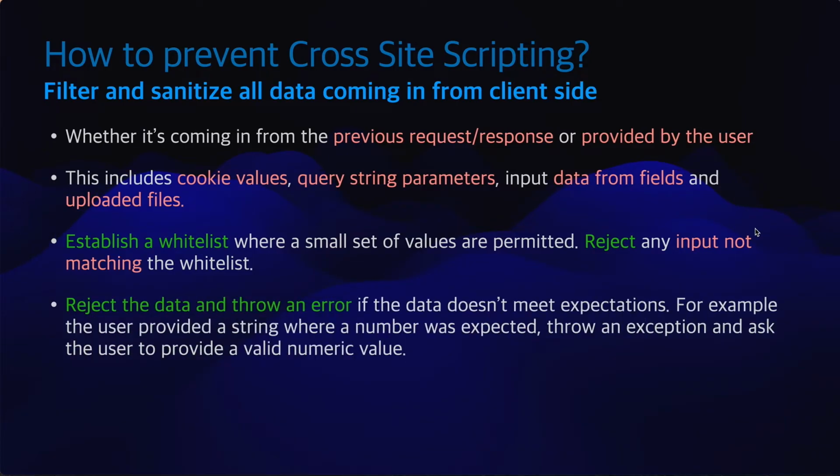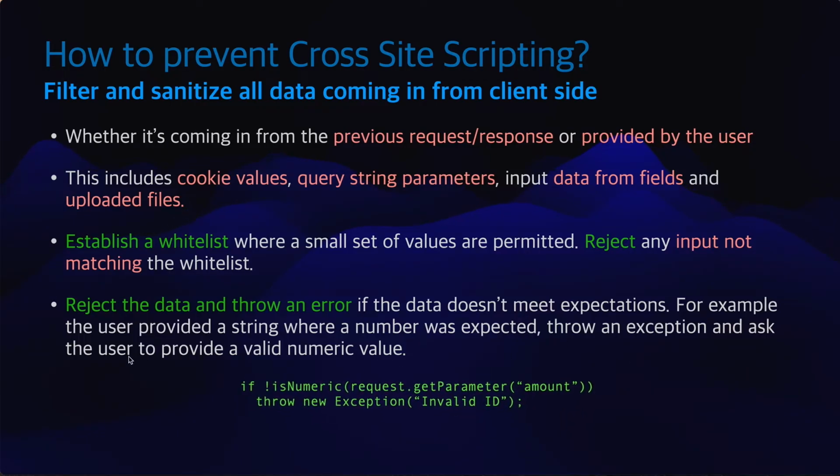And reject all the data and throw an error if the data doesn't meet your expectations and doesn't match that whitelist. For example, the user provided a string where a number was expected. In that case, you need to throw an exception and ask the user to provide a valid numeric value, similar to what we have here.